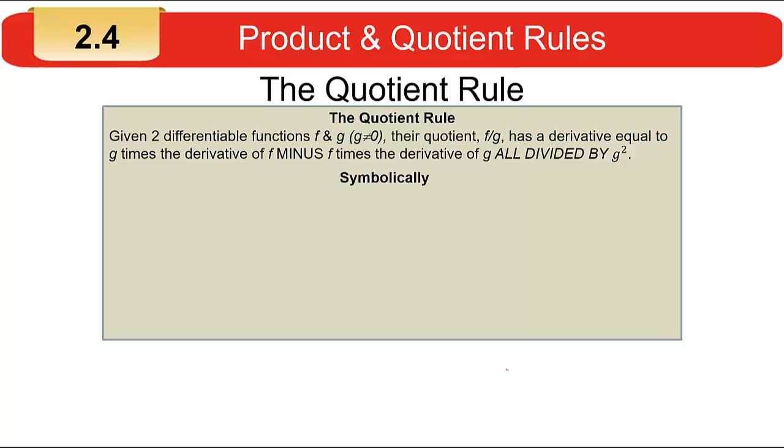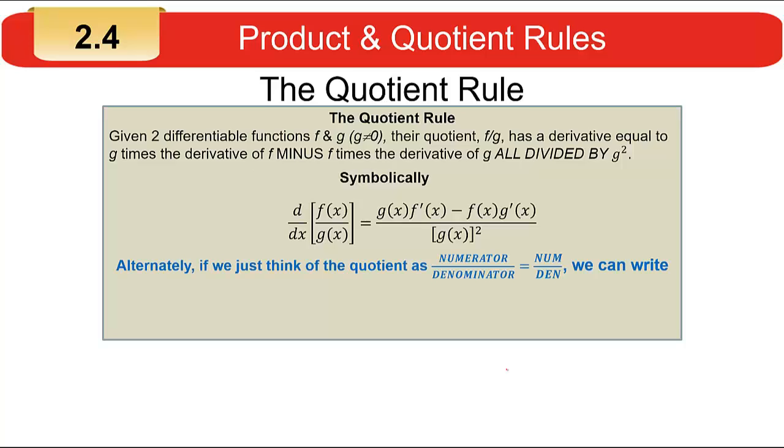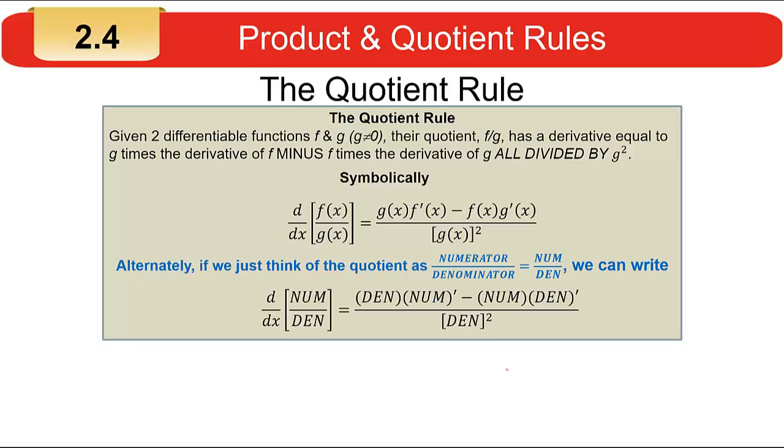Well, that's a mouthful. Symbolically, you could write something like this. The derivative of f of x over g of x would be g of x times f prime of x minus f of x times g prime of x all over the square of g of x. Or if you just want to think numerator denominator instead of f and g, you could also think of it like this. The derivative of the numerator over denominator is denominator times the derivative of the numerator minus numerator times the derivative of the denominator all over the square of the denominator.